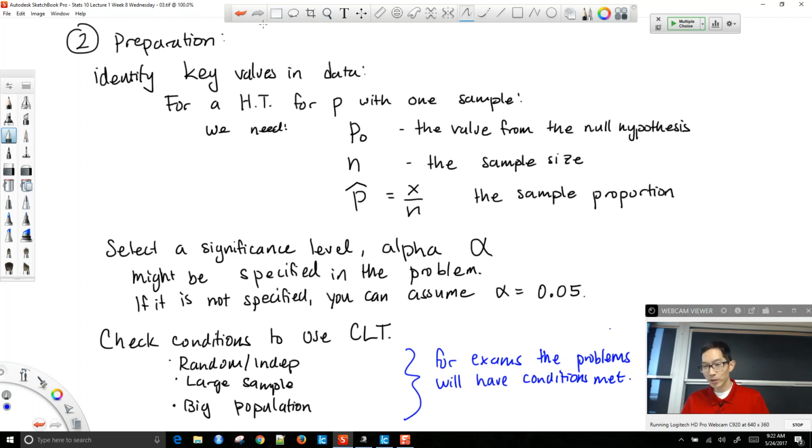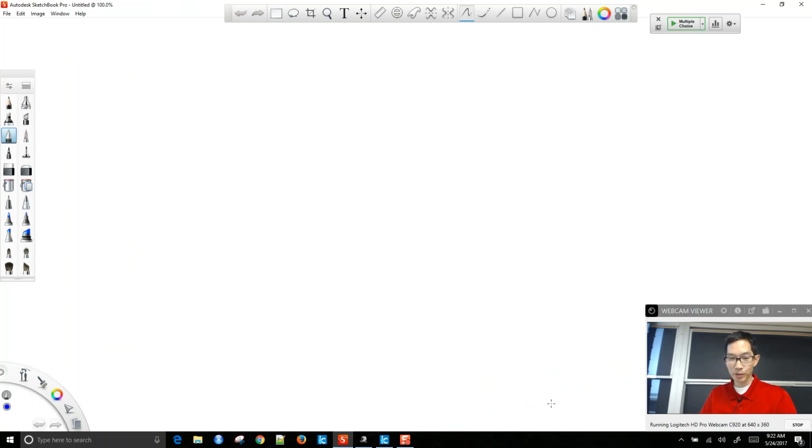Other than those problems where checking conditions is the only part of the problem, the problems will have the conditions met. Yeah, that's fine. Otherwise, it felt like I was writing traps.